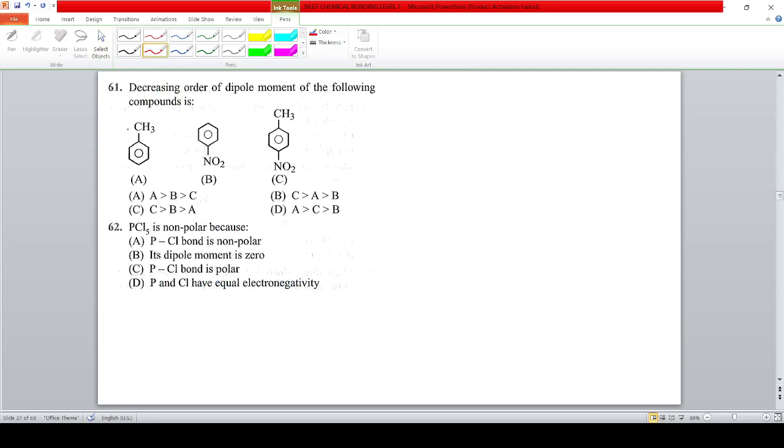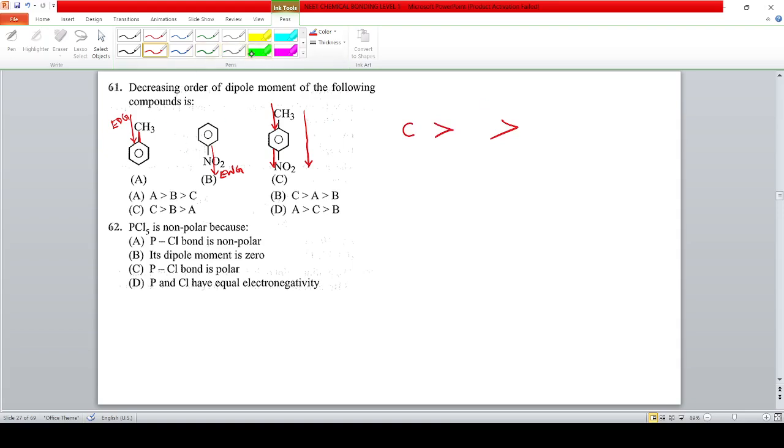Decreasing order. Okay. So this fellow is a group who is an electron donating group. This fellow is a group who is electron withdrawing group. And see here, this fellow is donating and this fellow is withdrawing. So there is more electron shift in this molecule. So C is having the greatest dipole moment.